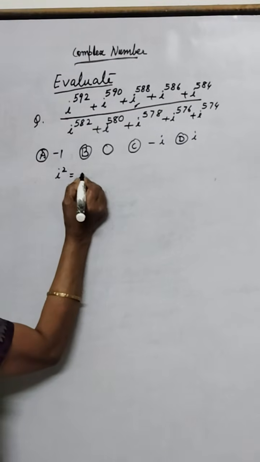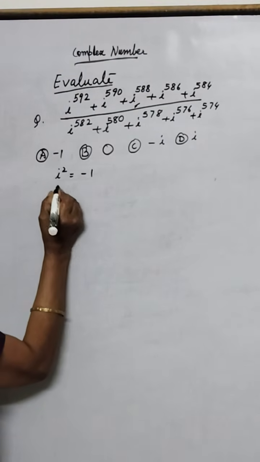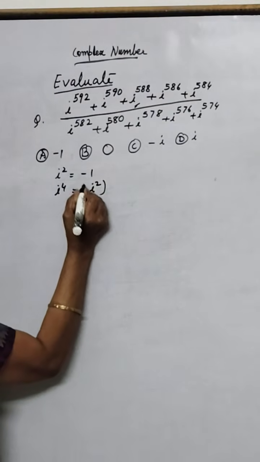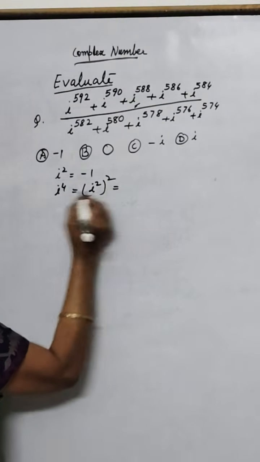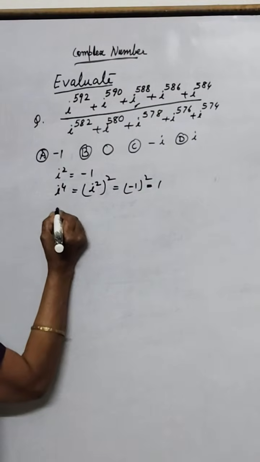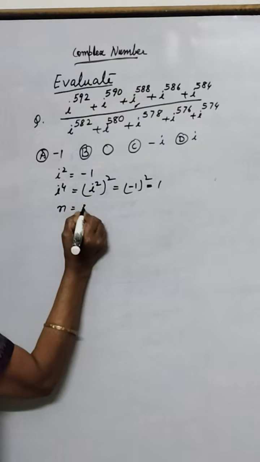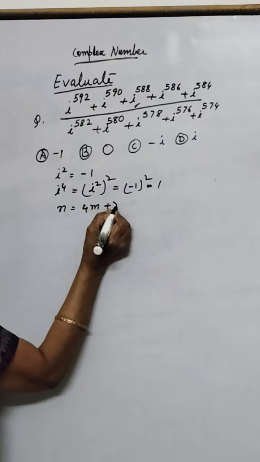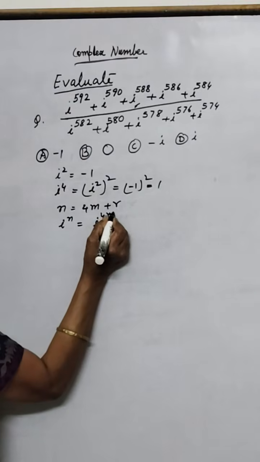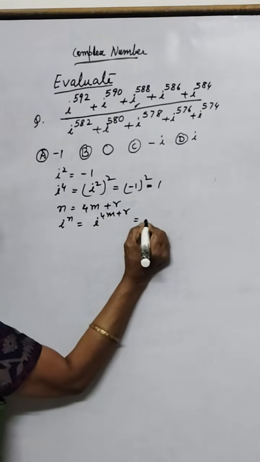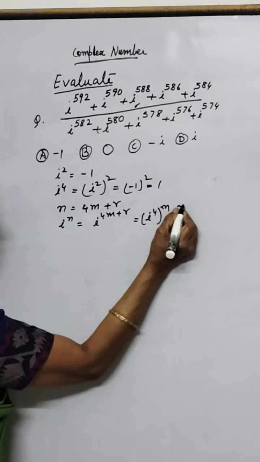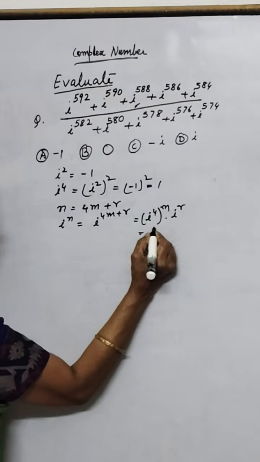i squared equals -1, so i to the power 4 can be written as (i squared) whole squared, which is (-1) whole squared, so this is 1. And n equals 4m plus r, so i to the power n equals i to the power 4m plus r, or I can write i to the power 4m into i to the power r, so this is i to the power r.